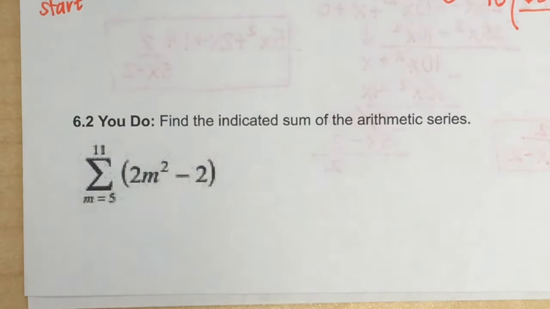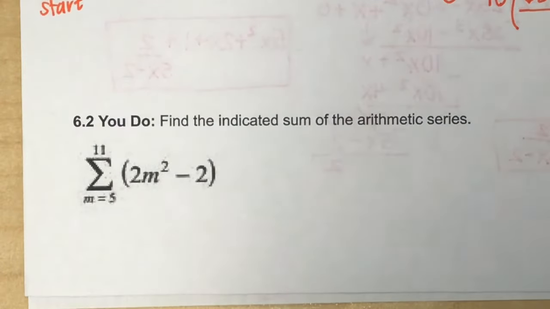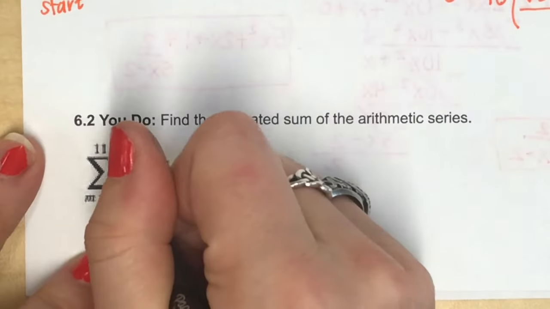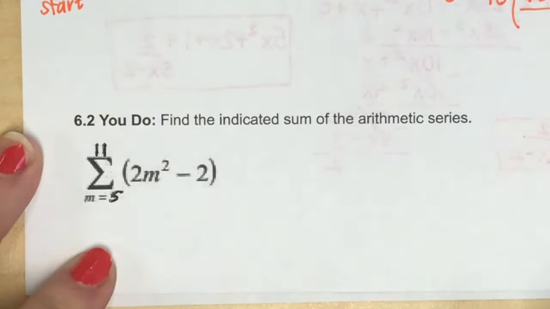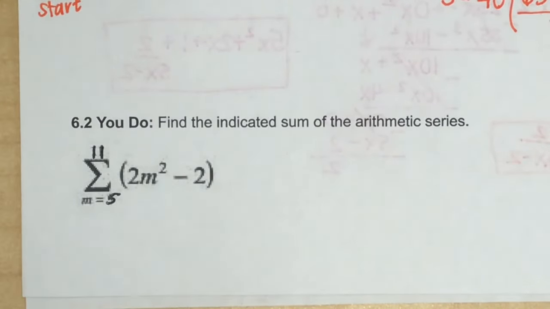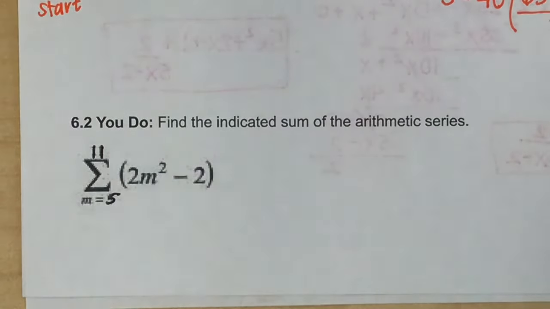It's kind of hard to see, but that number at the bottom there is a 5. This number is an 11. Okay, and then it's 2m squared minus 2. So give that one a try.